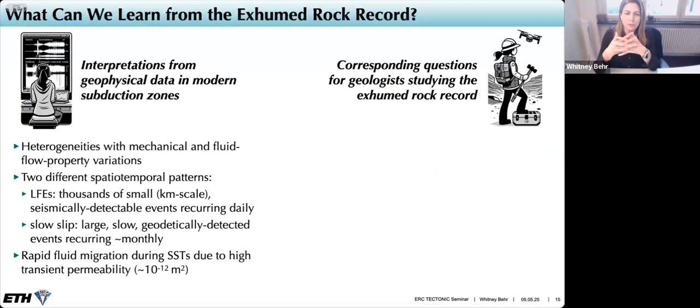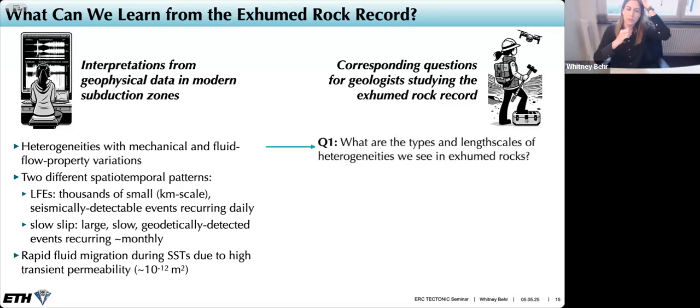So now I want to switch gears to discuss what corresponding types of information we can get from studying the exhumed rock record. And so we can try to translate some of these observations to corresponding questions for geologists. So for example, when it comes to heterogeneities, we can ask, well, what types and length scales of heterogeneities are actually preserved in the rock record?